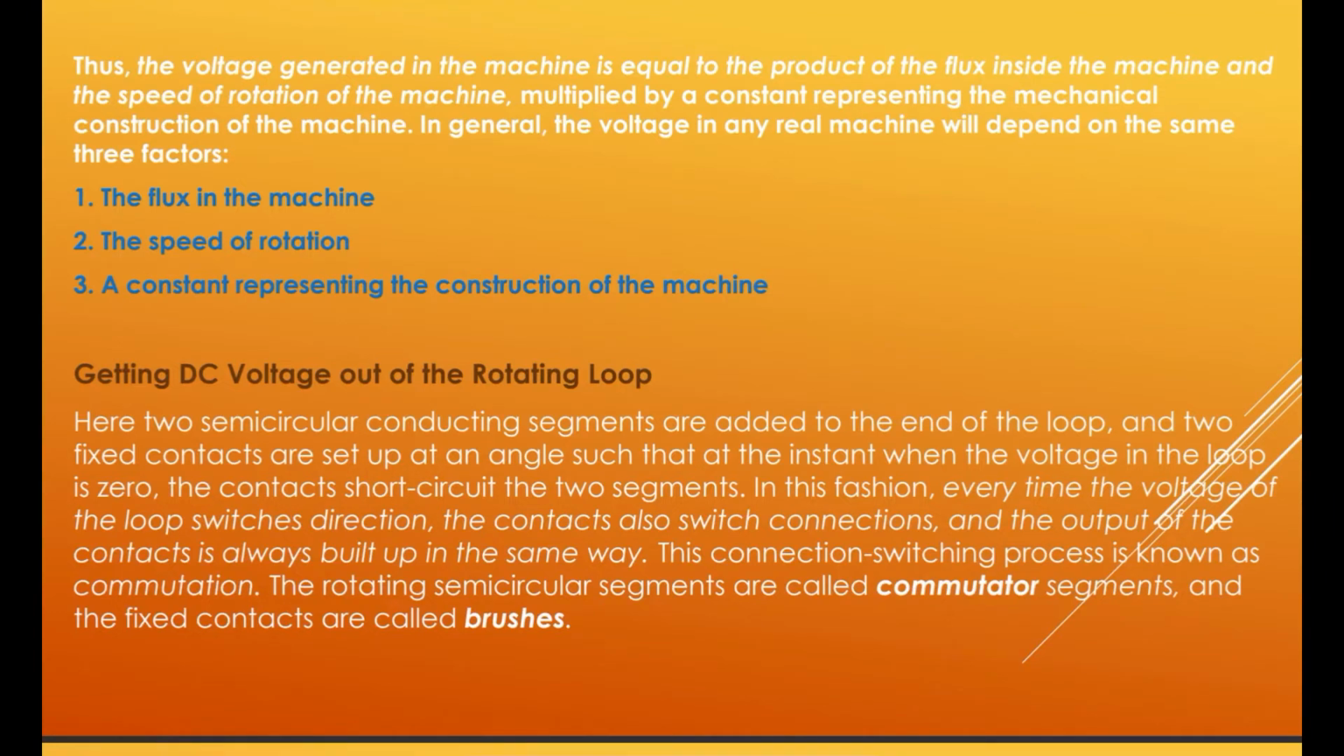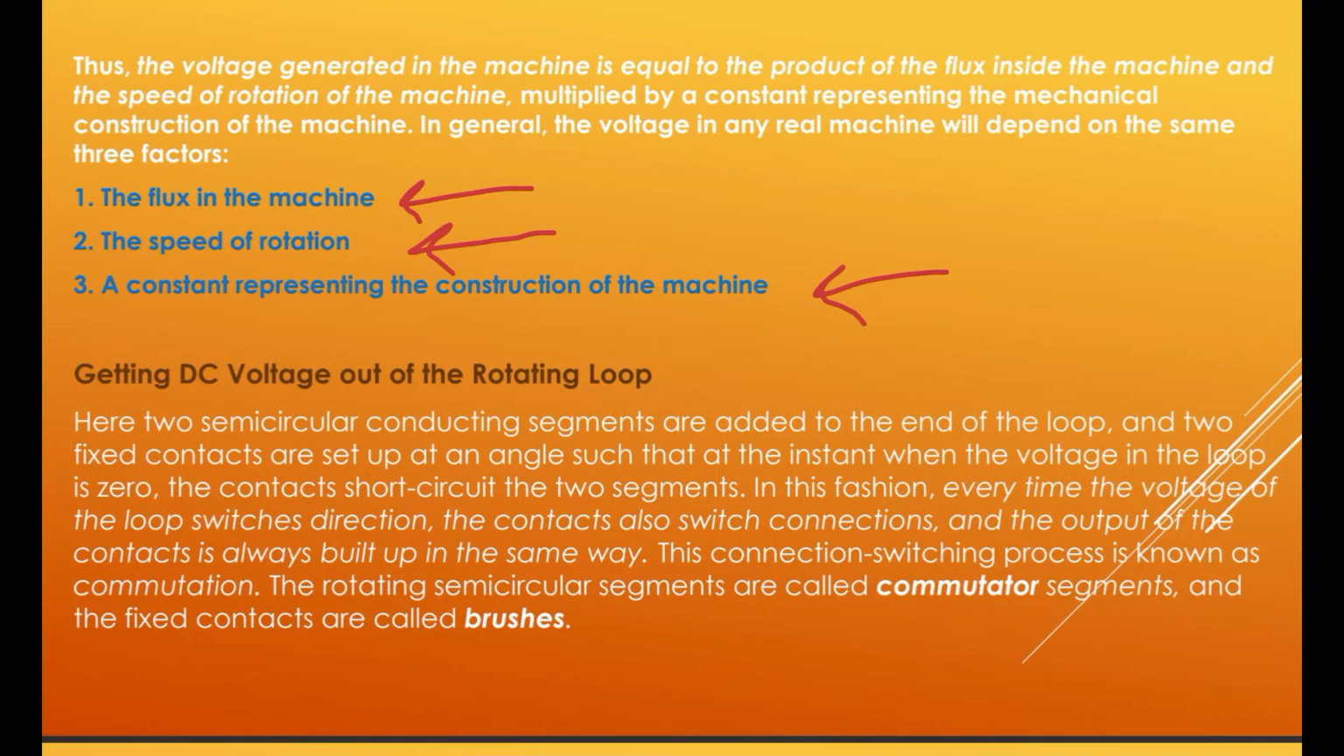In general, the voltage in any real machine will depend on the same three factors. We have three factors: the flux in the machine, the speed of rotation, and a constant representing the construction of the machine.